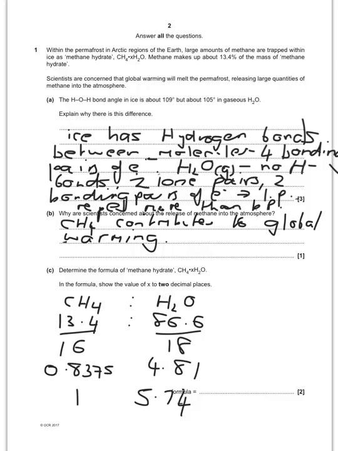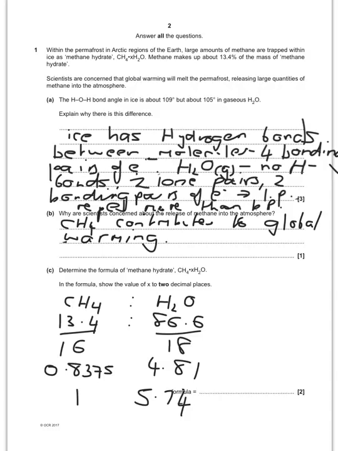So part B, why are scientists concerned about the release of methane? Well, as you know, methane is one of the gases that contributes to global warming. So it wants me to determine the formula of methane hydrate. Now this may freak you out a little bit, but don't let it. You've done this loads of times before.